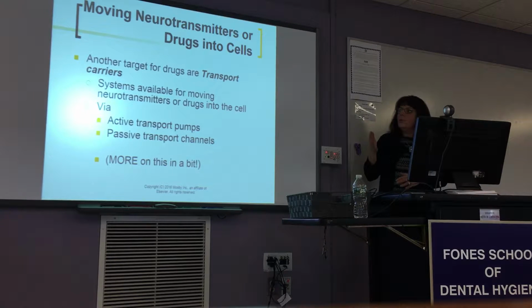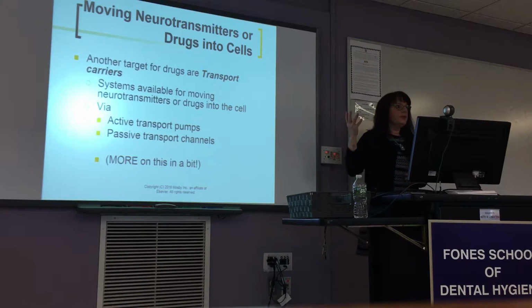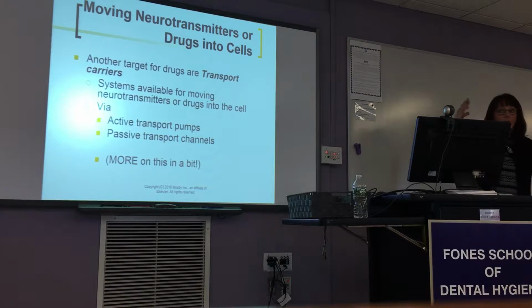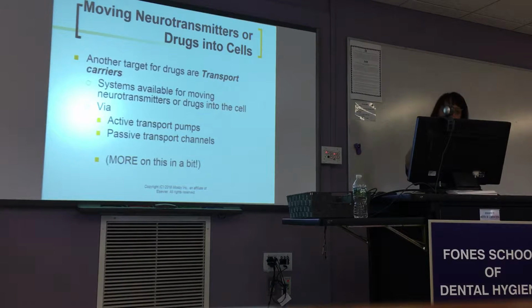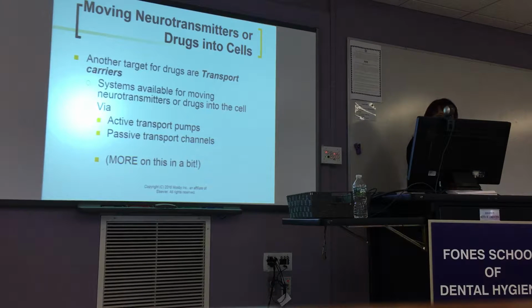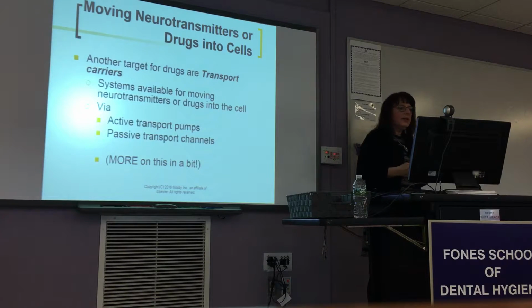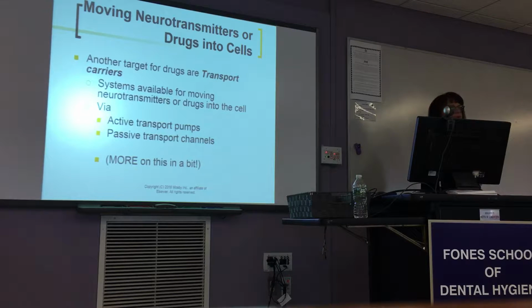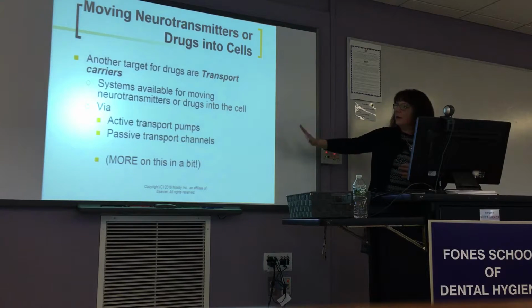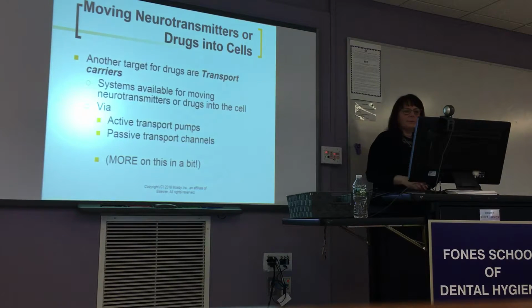Okay. We have to get the neurotransmitters of the drugs into the cells. And remember, neurotransmitters are our body's own chemicals, our own drugs, if you will. And there are different systems that are available to move the drugs into cells. There can be active transport pumps, which is just like it sounds, something that needs energy to get it going. And there are passive transport channels through the different membranes and cells of the body. We're going to talk more about that in a bit. But they have to get to where they're going.